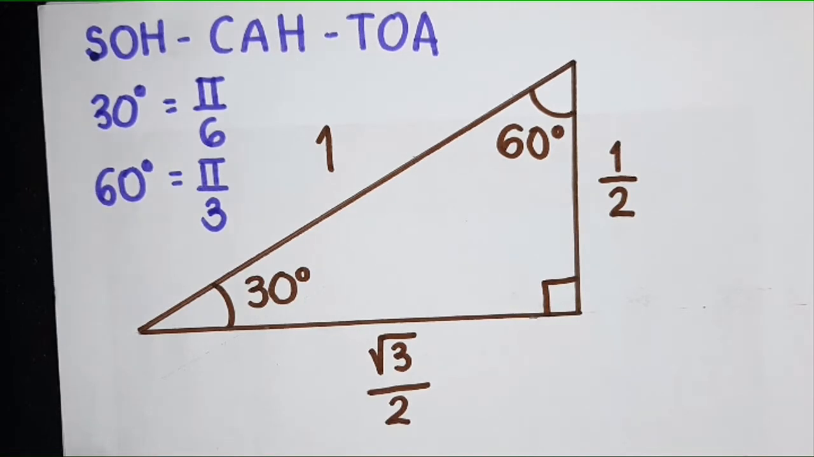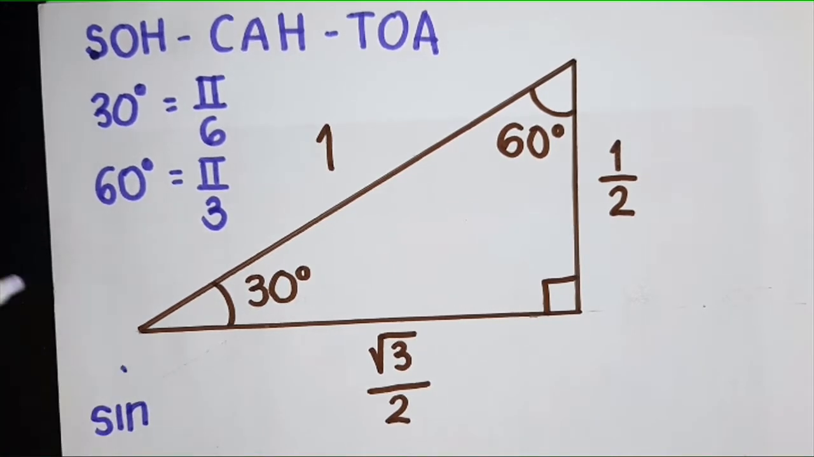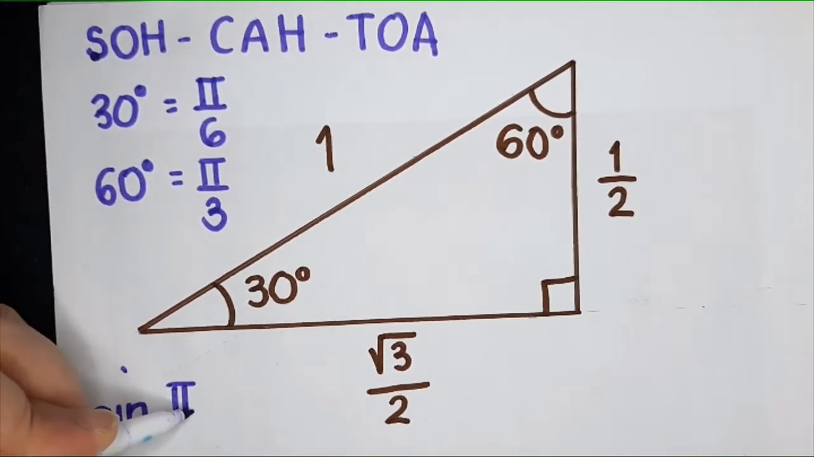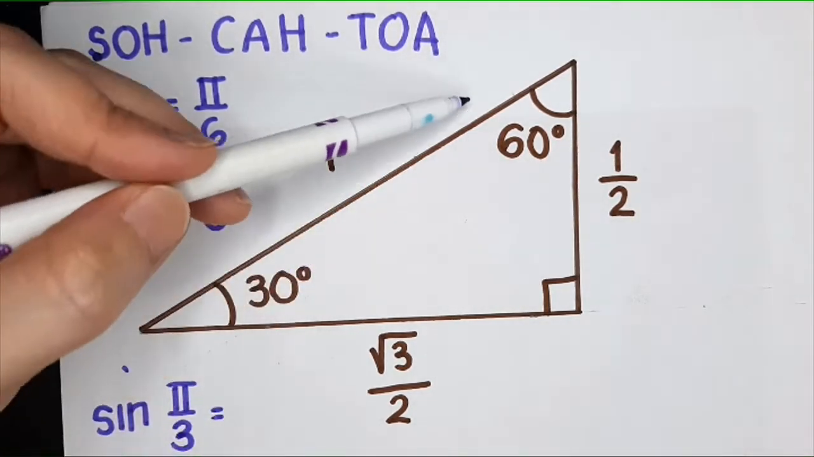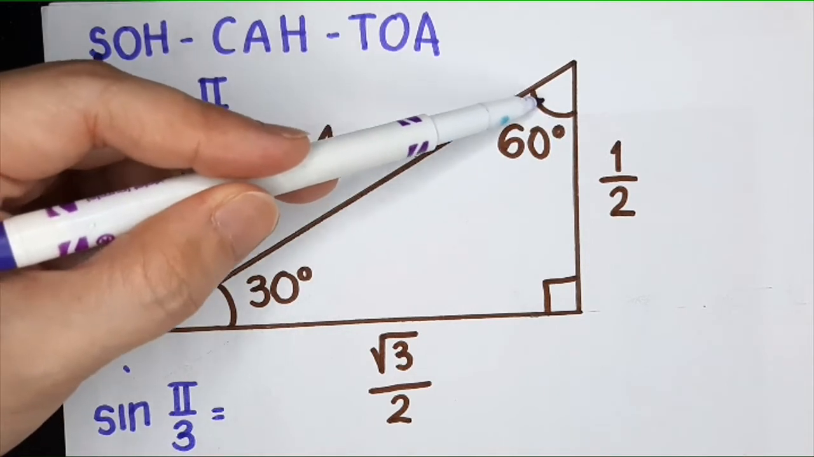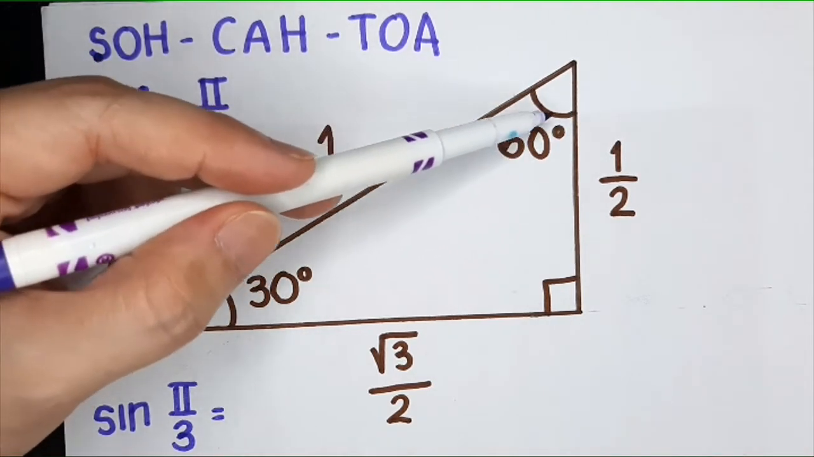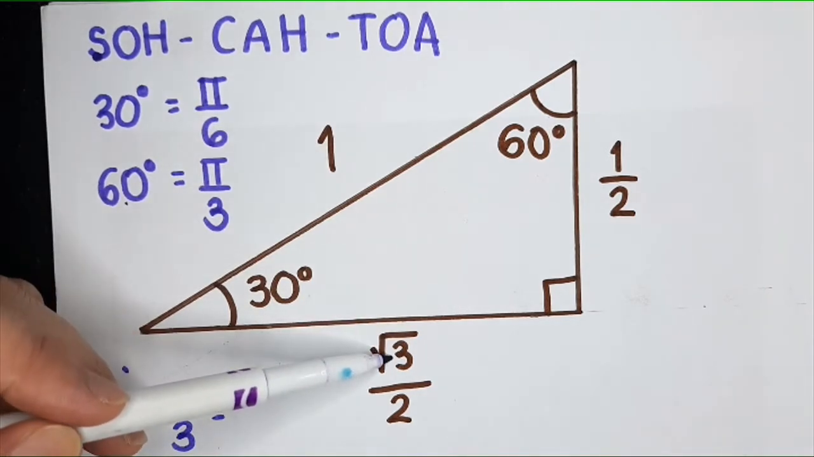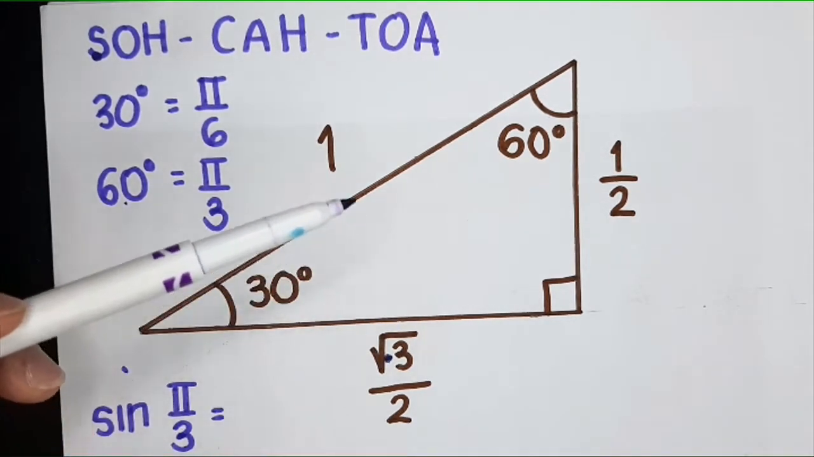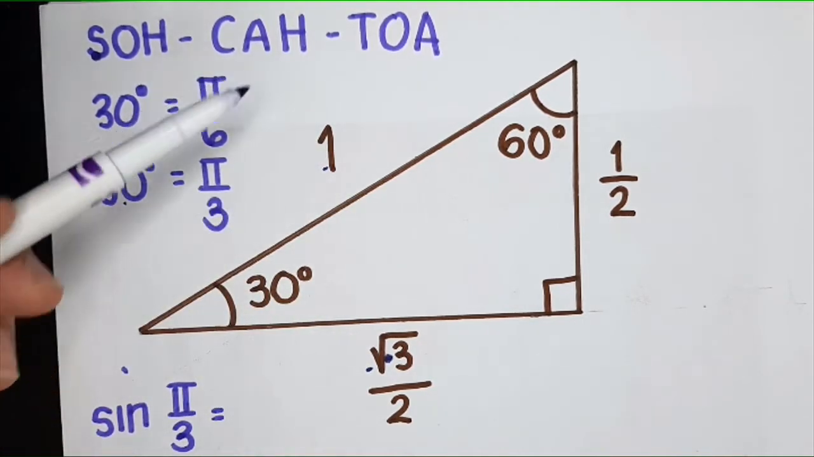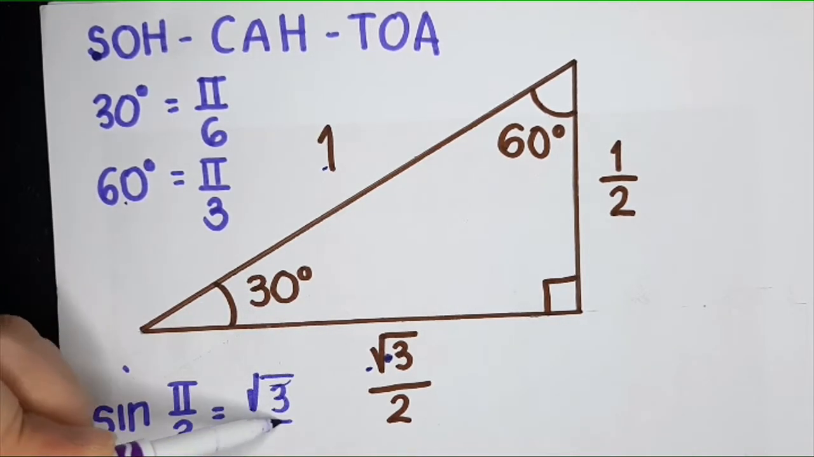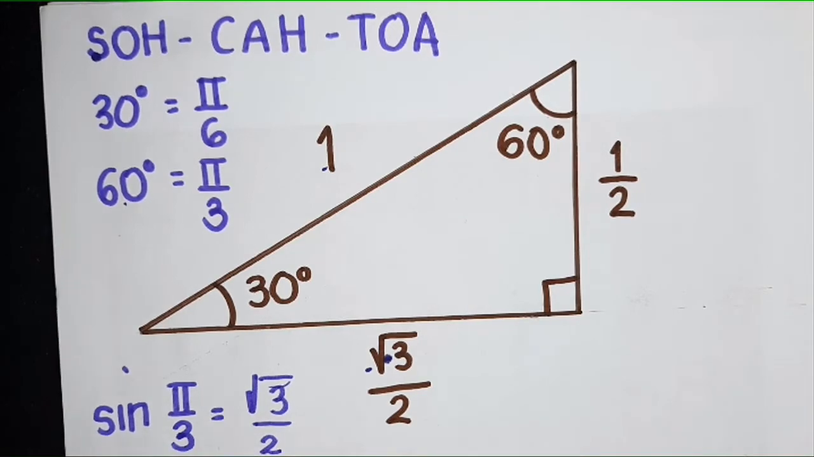Okay? So, for example, I want to get sine of pi over 3. Anong sagot? Pi over 3 is 60 degrees. So, sine of 60 degrees is equal to opposite, that's square root of 3 over 2, divided by the hypotenuse. What is the hypotenuse? 1. So, what is square root of 3 over 2 divided by 1? It is square root of 3 over 2. That's the value.